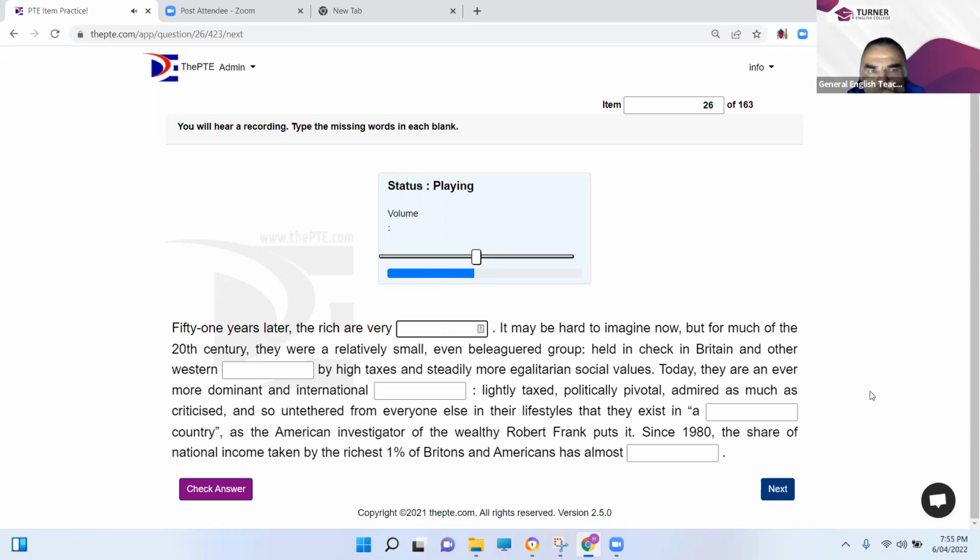Today, they are an ever more dominant and international elite, lightly taxed, politically pivotal, admired as much as criticised, and so untethered from everyone else in their lifestyles that they exist in a parallel country, as the American investigator of the wealthy Robert Frank puts it. Since 1980, the share of national income taken by the richest 1% of Britons and Americans has almost trebled.